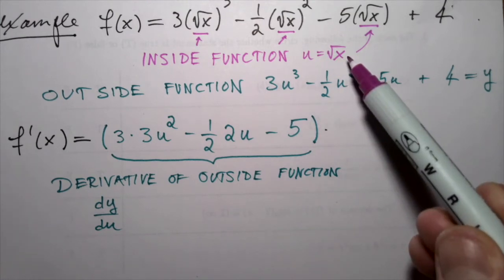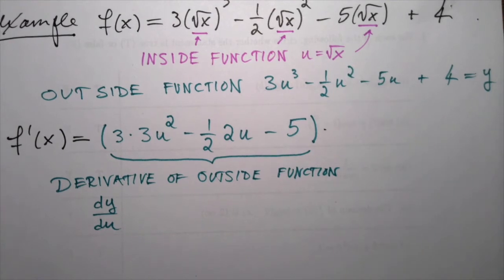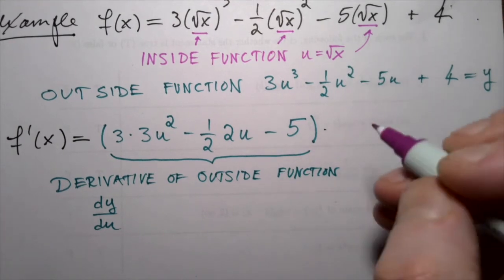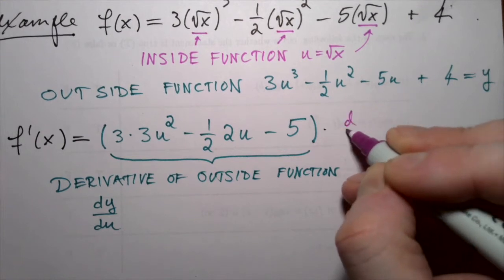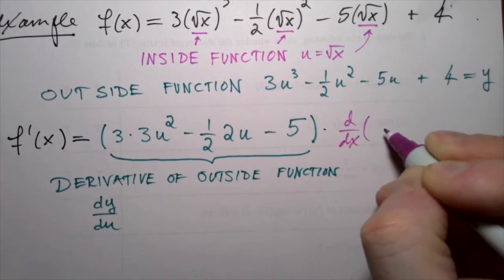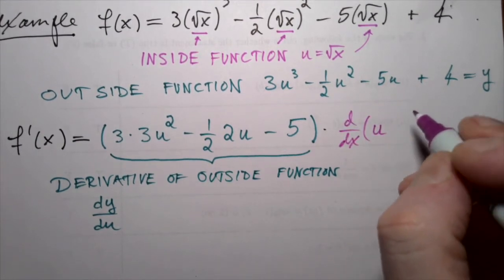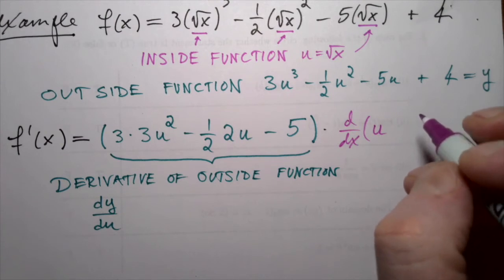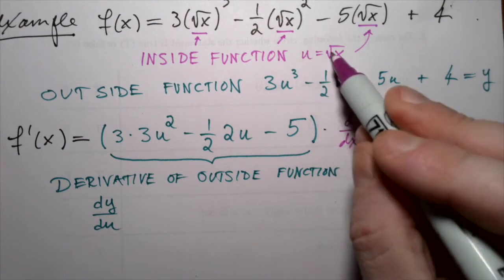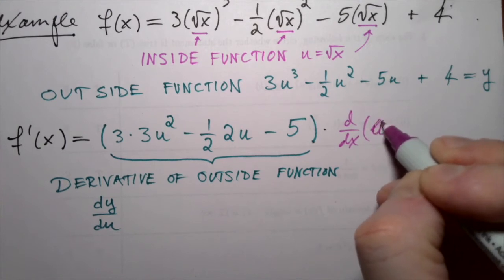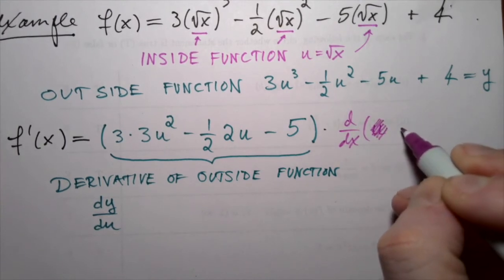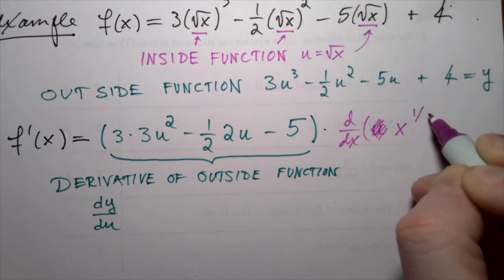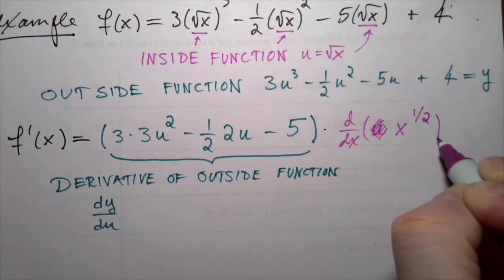What's the derivative of the inside? It's the derivative of the square root of x. Do you have this one memorized yet? It's okay if you don't. The key is that to take the derivative of a square root function, we're taking the derivative of u with respect to x. Let me not write that as a u, let me just write it as the square root of x. But the key is to write that as x to the 1/2.